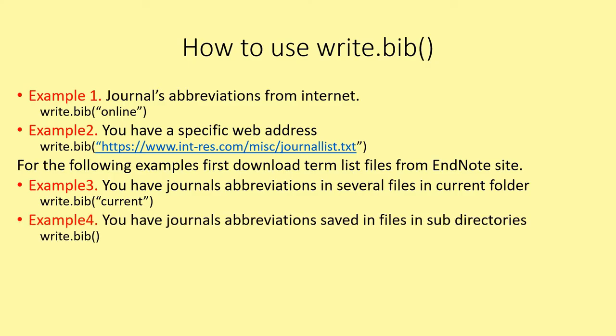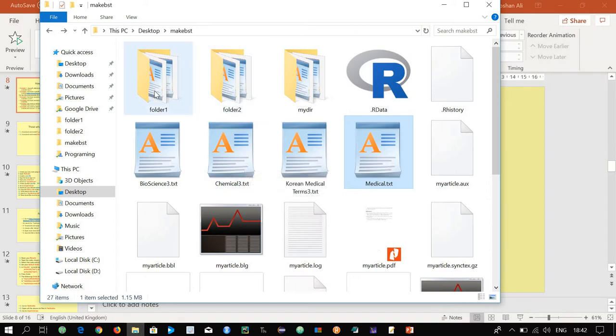Okay, the fourth example. If you have journal abbreviations saved in files in some subdirectories, then you will just need to type write.bib without any argument, because the default string given inside the write.bib is the subfolder. So it will search all the subfolders inside this MakeBST folder and will take all those files and will search for the abbreviations of the journals inside those subdirectories and inside those files. So what do we mean by subfolders? Subfolders are these 3 folders, folder 1, folder 2, and mydir.